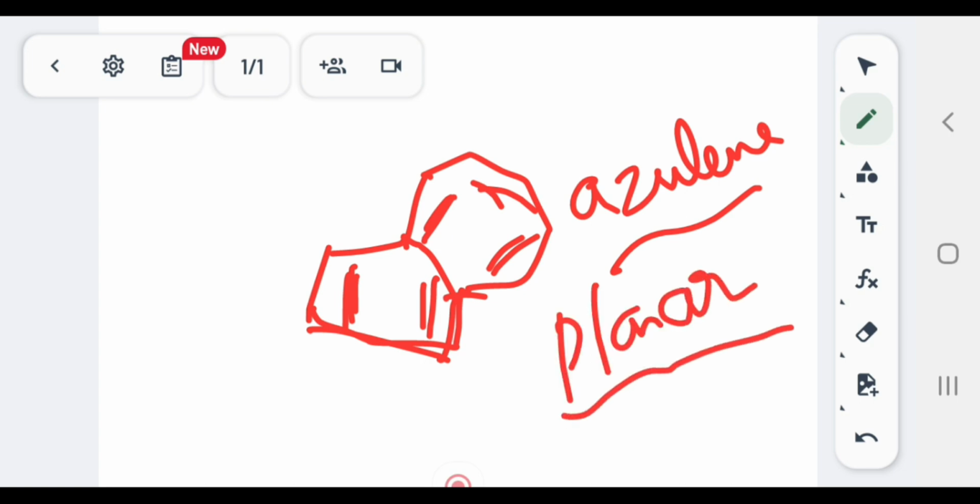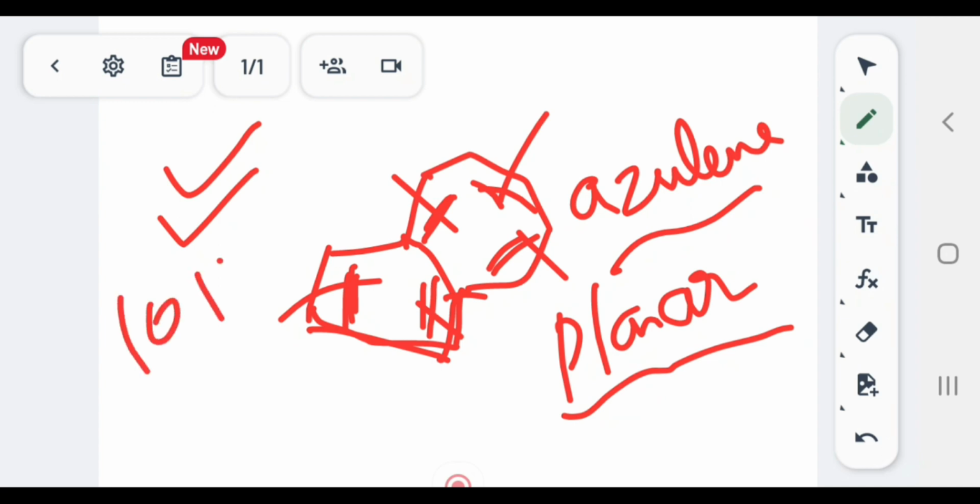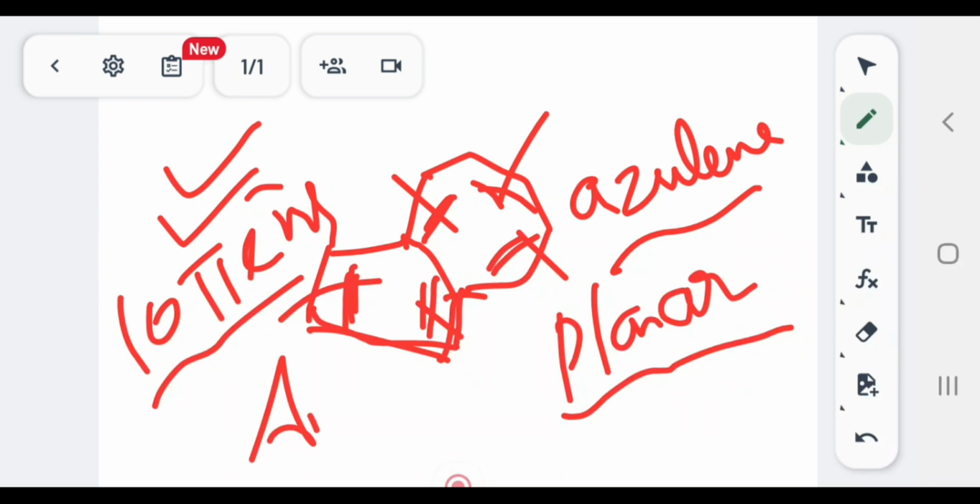Hence, this compound is said to be planar. So it is cyclic, it is planar. Count the number of pi electrons. 1, 2, 3, 4, 5. So 5 pi bonds, which means 10 pi electrons. It is in conjugation, right? Hence, this compound is said to be an aromatic compound.